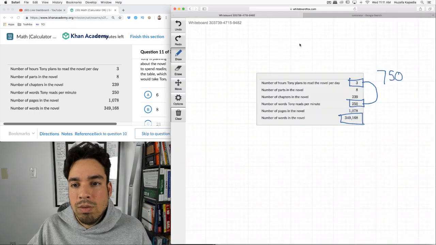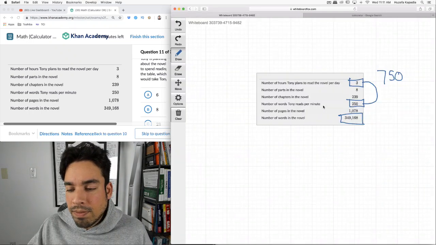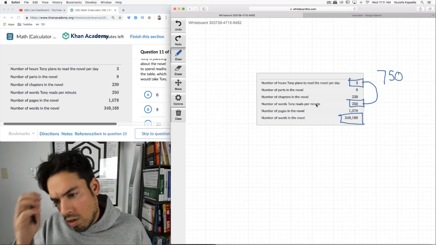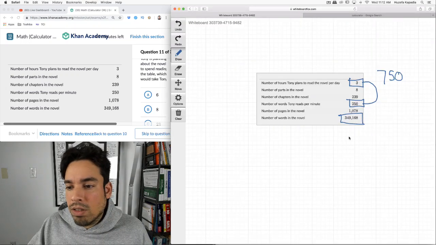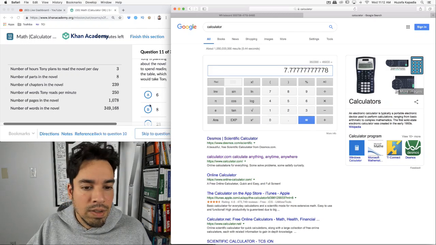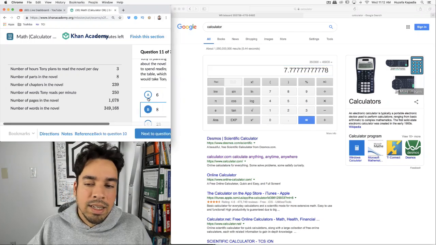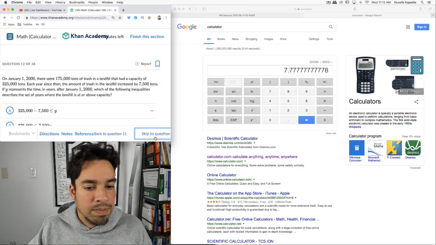Oh, that's why it's happening. That's per minute. So it's 250 times 60. That's in an hour, times 3. So it's 45,000. So it's 350,000 divided by 45,000. And I'm rounding, right? 7.7, so we round up to 8 days. Okay. Next.